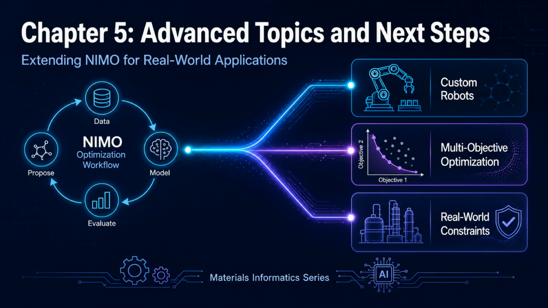Welcome to Chapter 5 of the NIMO Introduction series, where we explore advanced topics and next steps. In this final chapter, we'll learn how to extend NIMO for real-world applications. We'll cover custom robot integration using the COMBAT interface, multi-objective optimization for complex materials problems, handling real-world constraints, and resources for continued learning. By the end of this chapter, you'll be ready to apply NIMO to your own experimental systems.